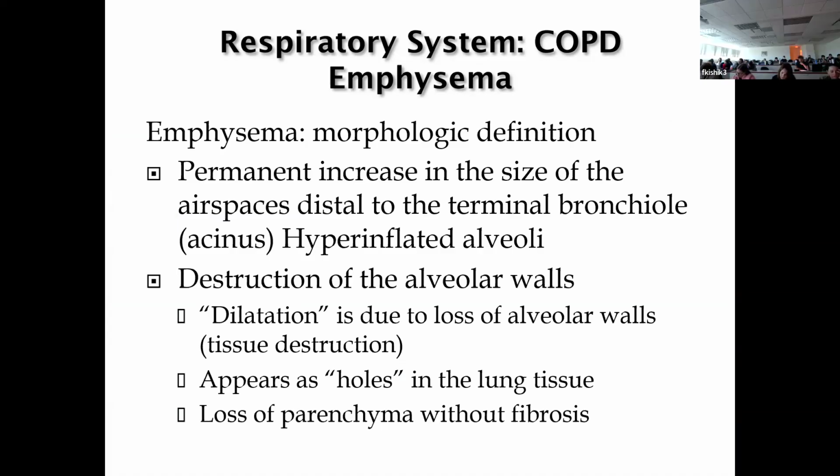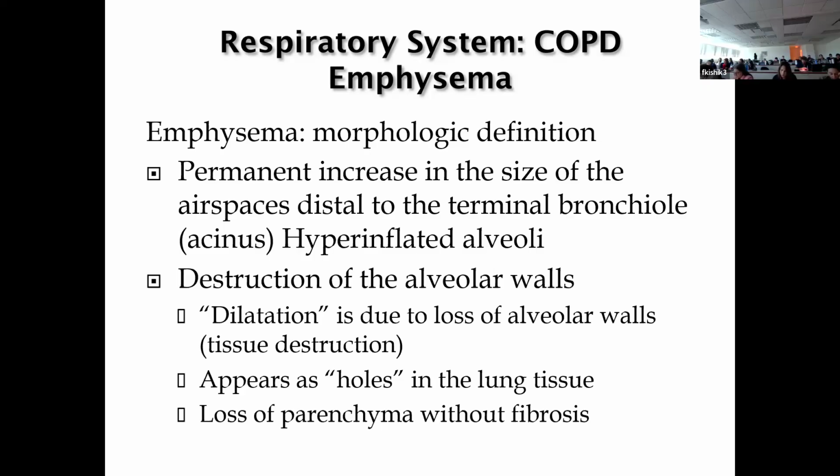So it's a permanent increase in the size of the air spaces distal to the terminal bronchiole. They are hyperinflated. They are air trapped. They have more CO2. There's destruction of the alveolar walls. We use the term dilatation. That's due to loss of the alveolar walls, or tissue destruction. Less elastic, with excess function of elastase from smoking injury. Also, if you have alpha-1 antitrypsin deficiency, you can end up with emphysema. It appears as holes in the lung tissue, and you have loss of parenchyma without fibrosis.